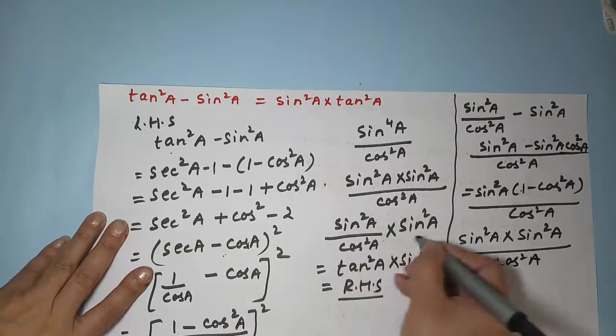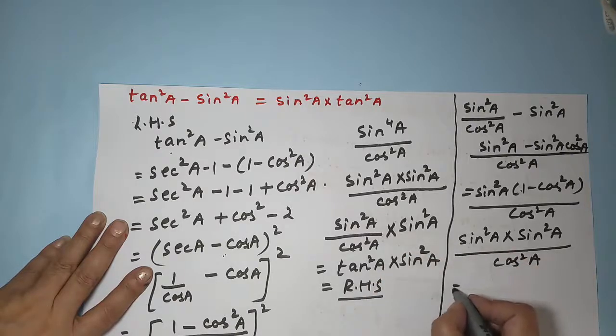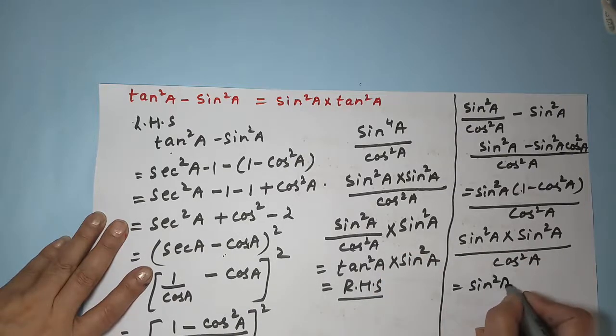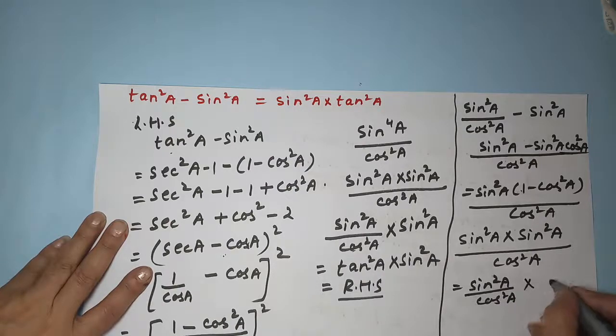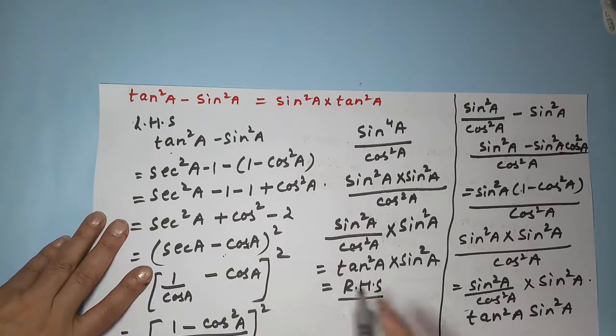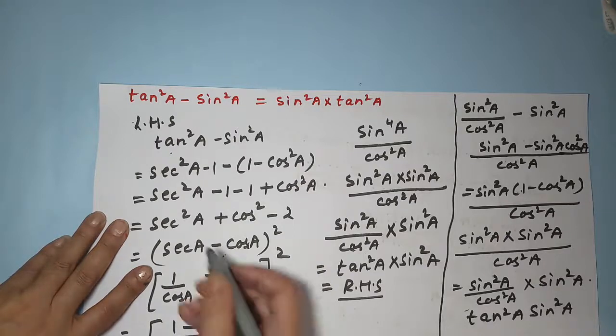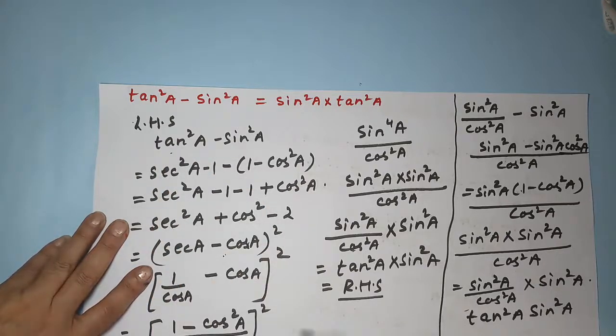Now you have reached this stage. You can write this as sine square A upon cos square A. You can put this cos square A under one sine square A into sine square A. So that will give you tan square A into sine square A. So anything that you are converting into sine and cos will give you the same results, whether you are using the identities directly or converting this into sine and cos, right? Okay.